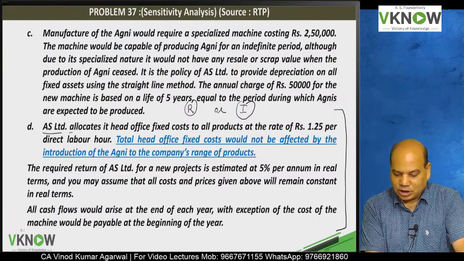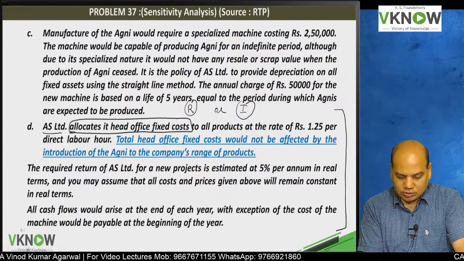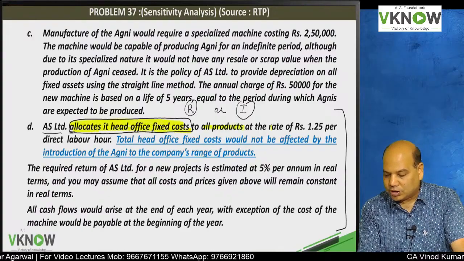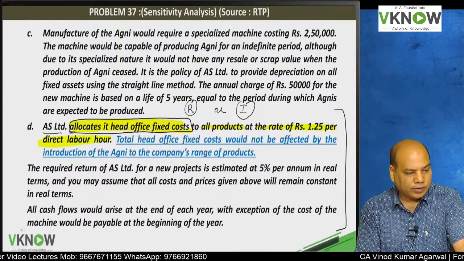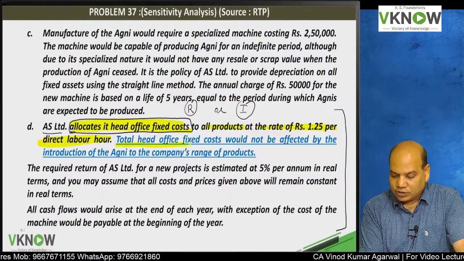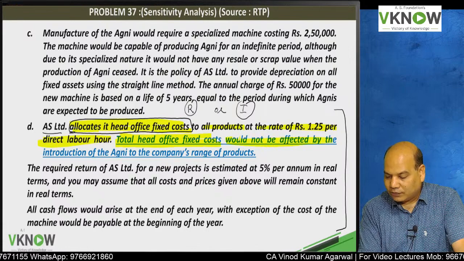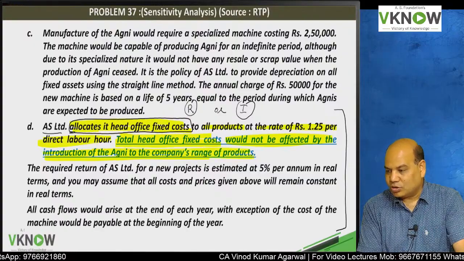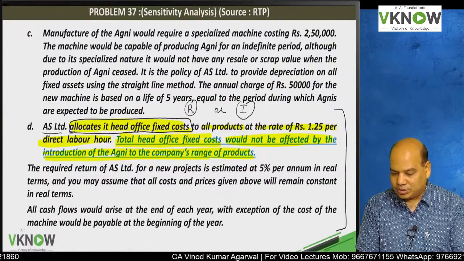Next point, AS Limited allocates its head office fixed cost to all products at a rate of 1.25 per direct labor hour. Now this line you underline: total head office fixed cost would not be affected by the introduction of the Agni to the company's range of products.